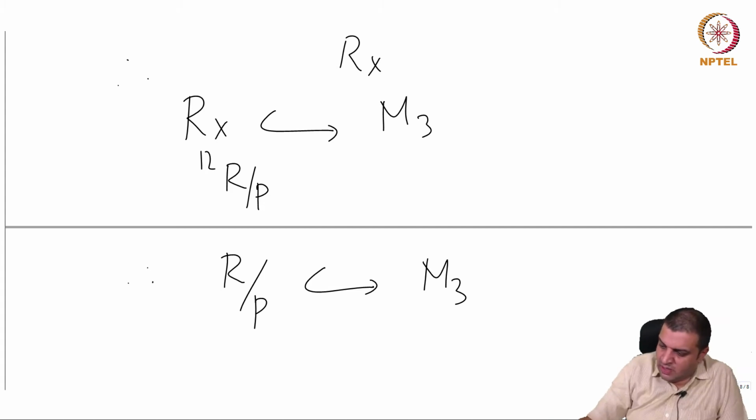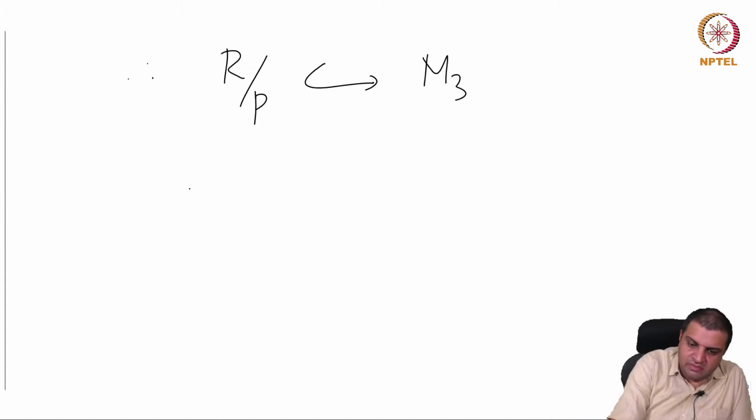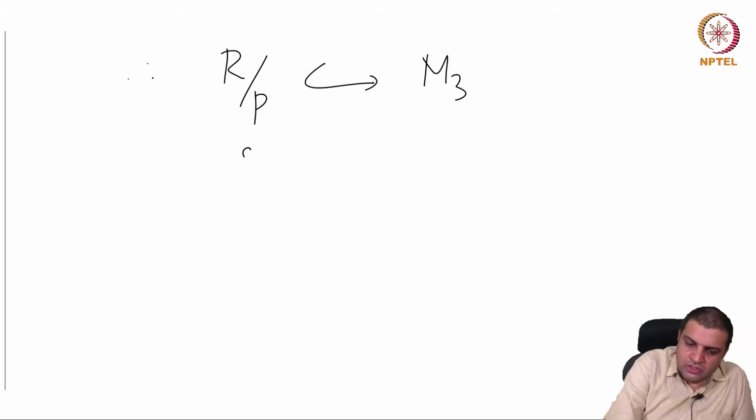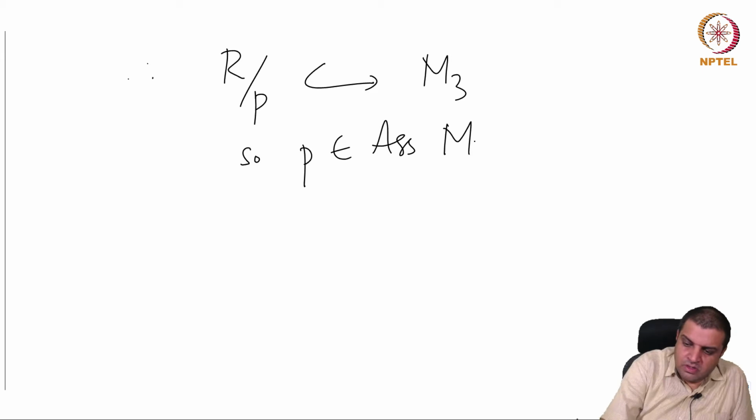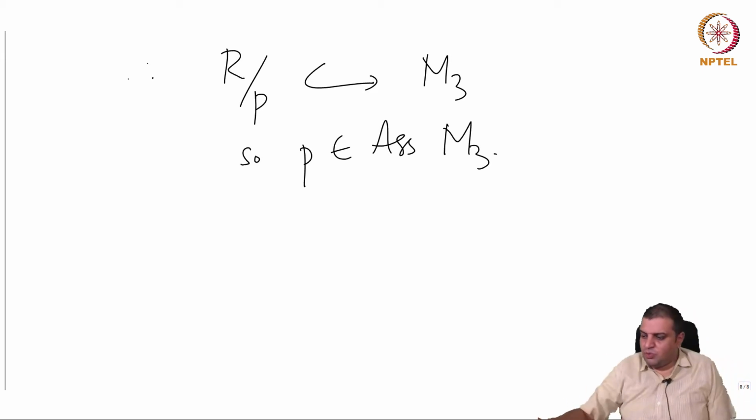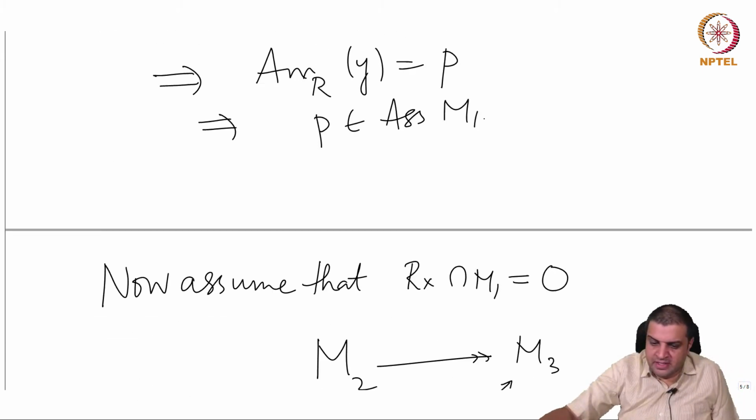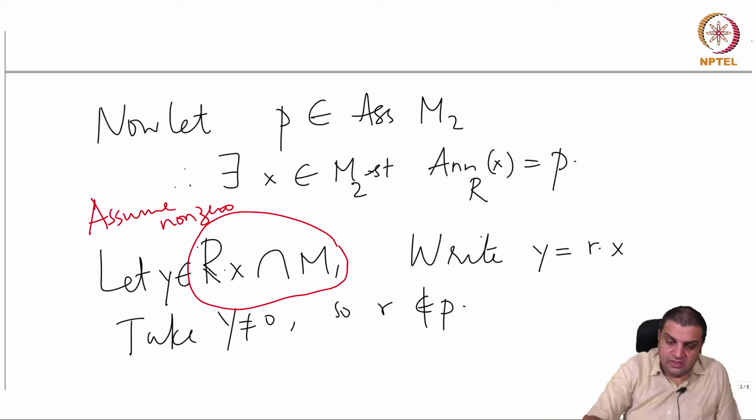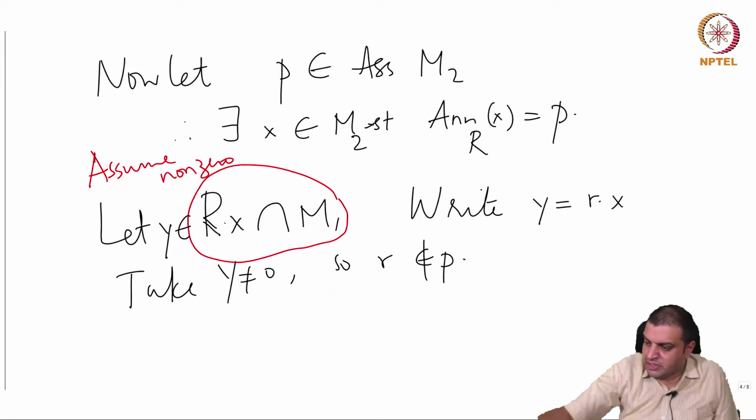Okay, so therefore R mod P injects into M3, so P is associated to M3. This is what we wanted to show. P is either associated to M1, that is if this set is non-zero, and if this set is 0, then it is associated to M3.